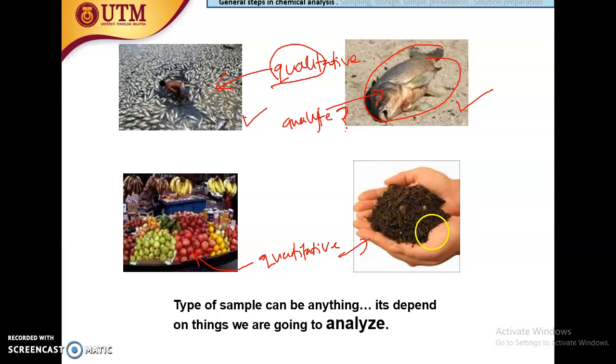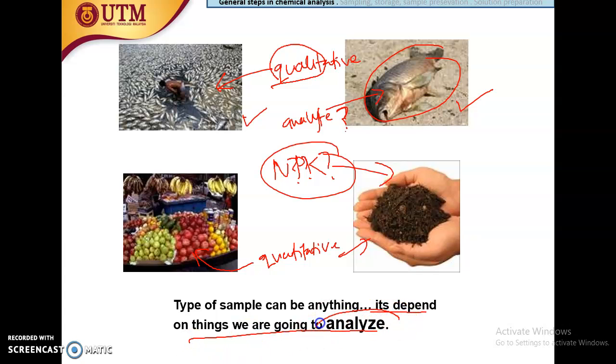The same thing in soil. How much parathion, the insecticide, is inside it, or you can even analyze how much NPK, nitrogen, phosphorus, potassium, is usually inside fertilizer. So the type of sample can be anything. It depends on the thing that we are going to analyze. It depends on the analyte.